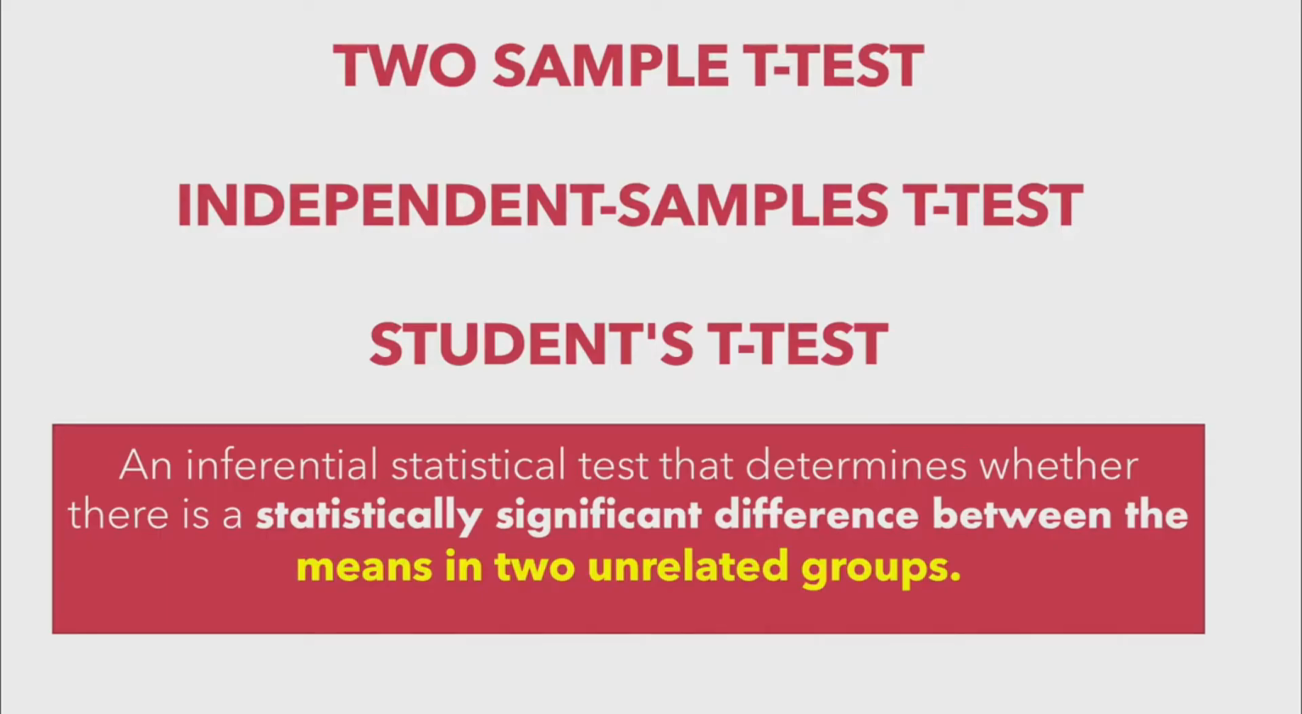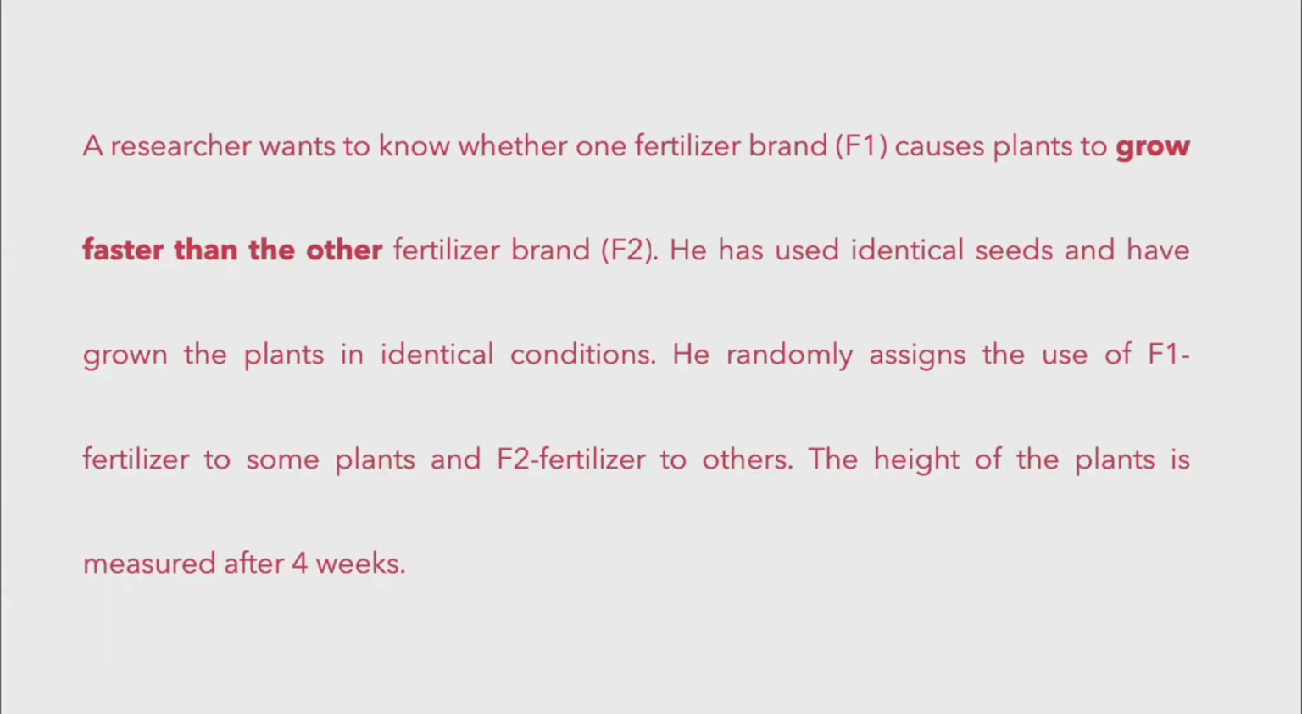Independent sample t-test is an inferential statistical test that determines whether there is a statistically significant difference between the means in two unrelated groups. For the purpose of this demonstration, I am considering this hypothetical example, which goes like this.